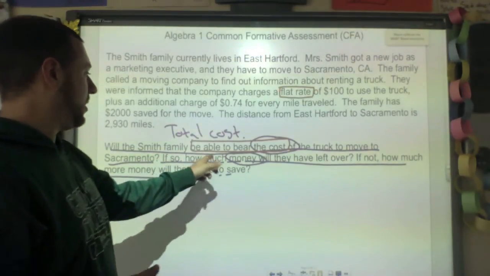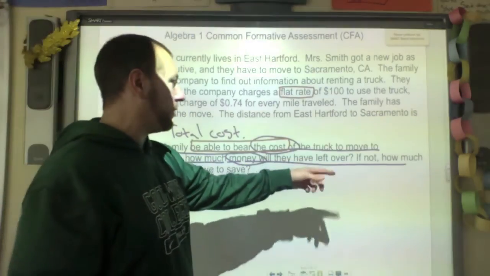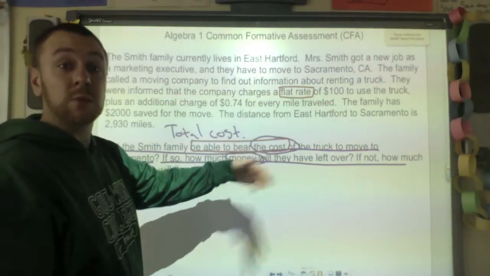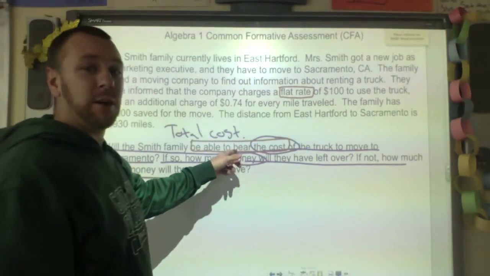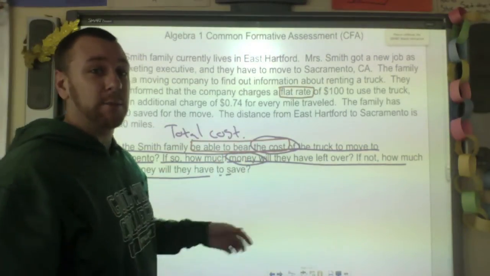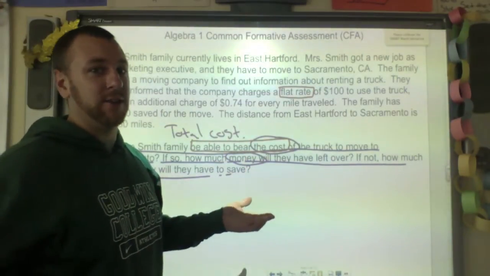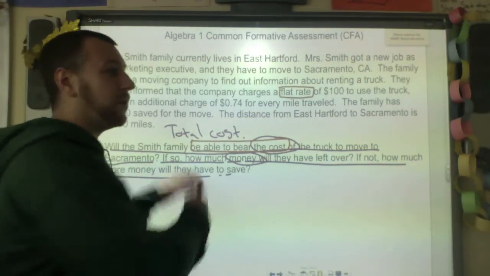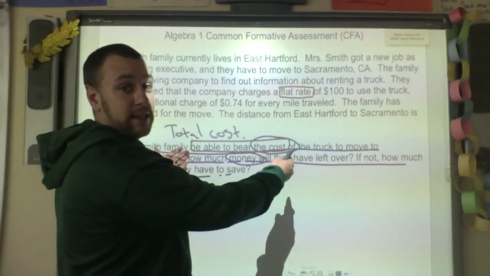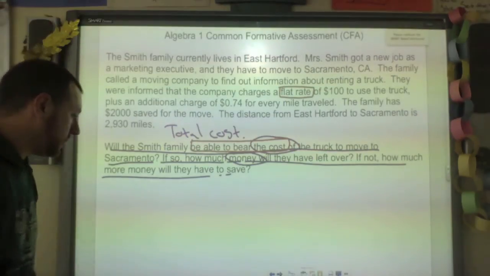Okay, if so, how much money will they have left over? Oh, they're talking about the cost. Will they be able to afford it? Like if you look up the word bear, you're going to probably get a grizzly bear or something like that. So that's where we're using context clues to figure out what the meaning of that phrase is. Same thing with flat rate.